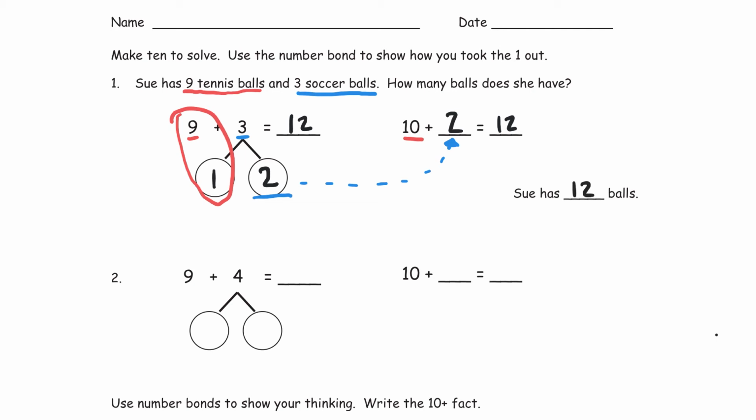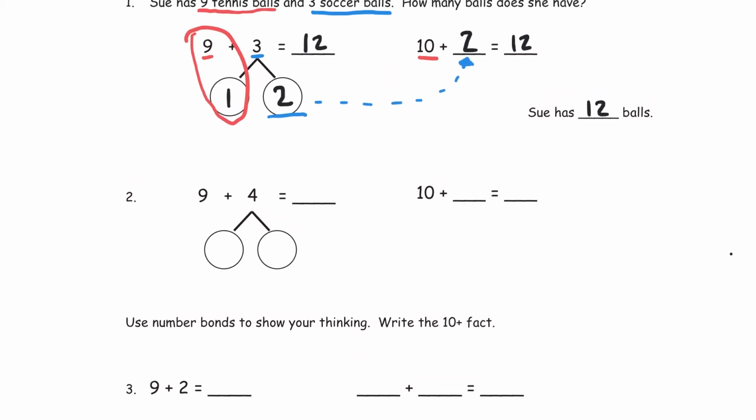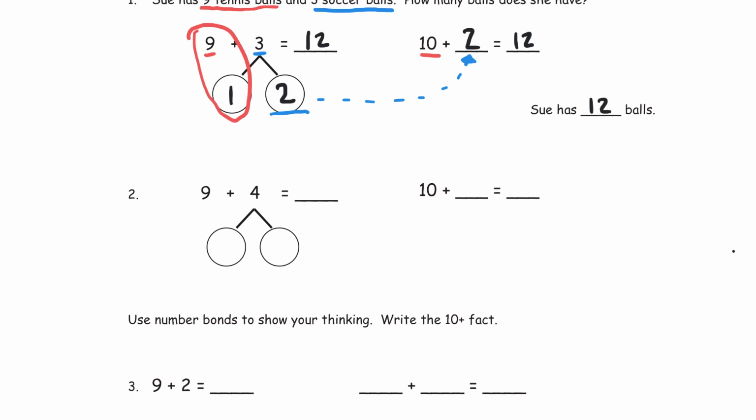Okay, boys and girls, number 2, you're going to do the same way as you did up above. Let me move this up here so you can see it a little better. You're going to do it the same way. So we have 9 plus 4. You're going to make your mini number bond here. You're going to make 10. And then the number that you have left over comes over to add up right there with your 10. Go ahead and pause the video, get started on that, and come back when you're finished.